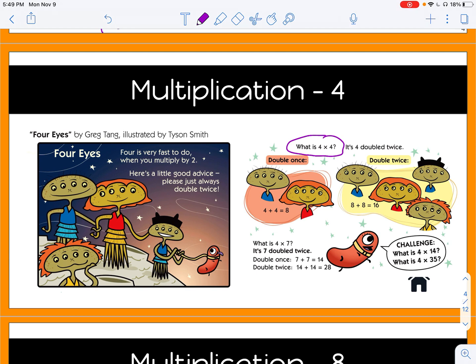So you double once. 4 plus 4 is 8. Then I can see that if I divide these guys up, I'm really doing 4 plus 4 and 4 plus 4 again. Okay, and then I'm going to get to 16. So that is the strategy to work with fours, which can be really easy peasy when you think of it as your number doubled twice. So here, 4 times 7: 7 plus 7 is 14, so 14 plus 14 is 28.